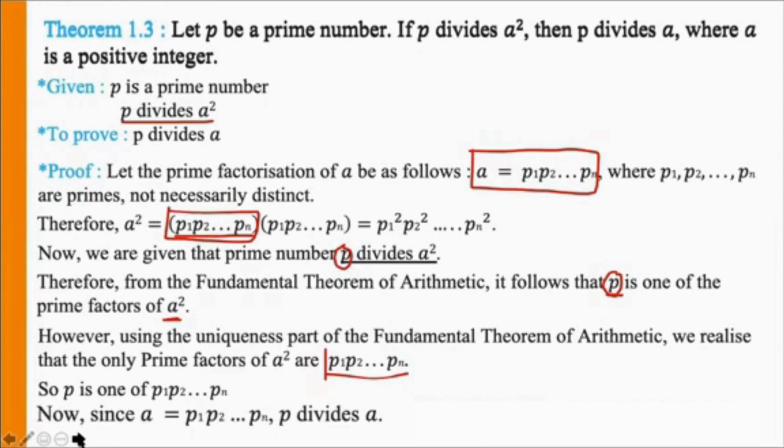And so if P is one of these, then P1, P2, P3 and Pn till Pn are also prime factors of A. You can see it here. They are also prime factors of A. That means P is also a prime factor of A, and therefore P divides A.